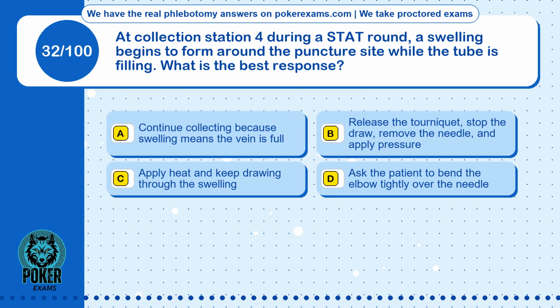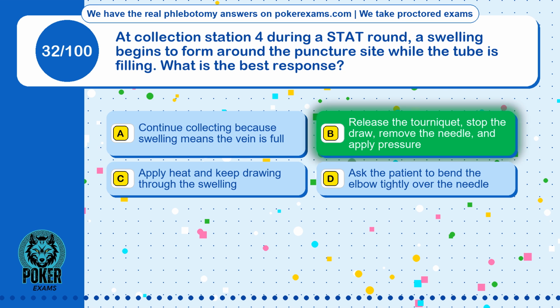Question 32. At collection station 4 during a stat round, a swelling begins to form around the puncture site while the tube is filling. What is the best response? Option A. Continue collecting because swelling means the vein is full. Option B. Release the tourniquet, stop the draw, remove the needle, and apply pressure. Option C. Apply heat and keep drawing through the swelling. Option D. Ask the patient to bend the elbow tightly over the needle.